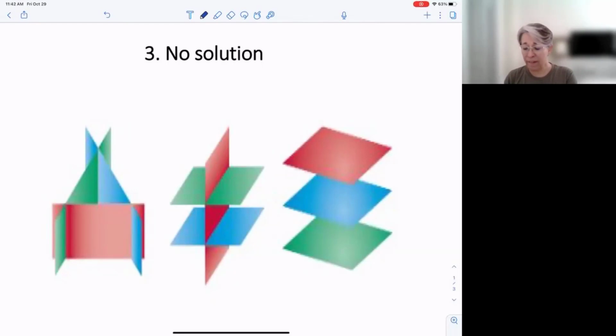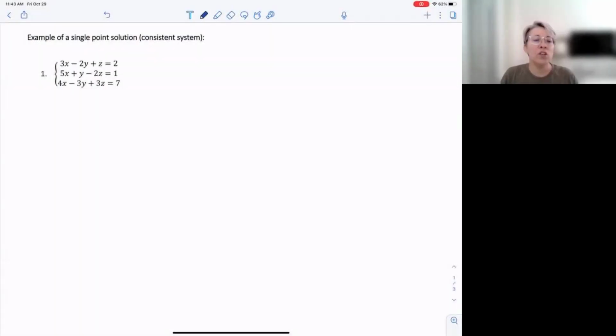In the example on the very right, you have 3 planes all parallel to each other, so none of them cross anywhere. But it's also possible for 2 of them to cross at a time, but there's not one place where all 3 of them meet. In other words, it has to be a solution for all 3, not just 2. And remember, points represent solutions to the equations. So let's do an example of a single point solution.